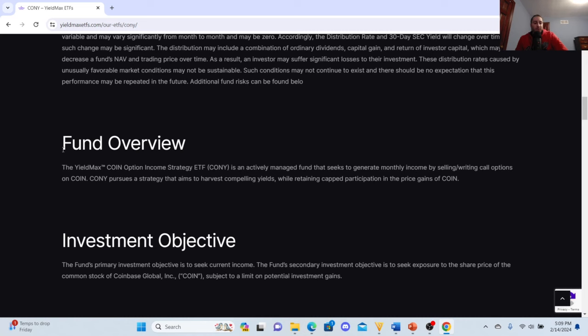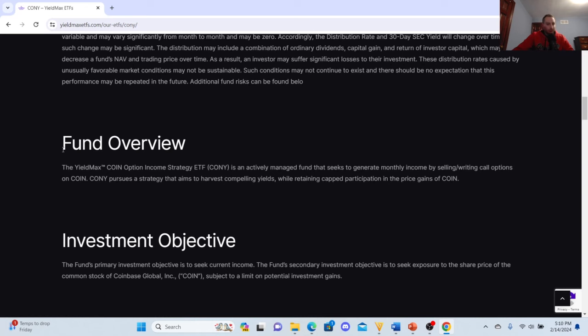The investment objective, the fund's primary investment objective, is to seek current income. The fund's secondary investment objective is to seek exposure to the share price of the common stock of Coinbase Global, which is COIN, subject to a limit on potential investment gains. So we have to be aware of that.